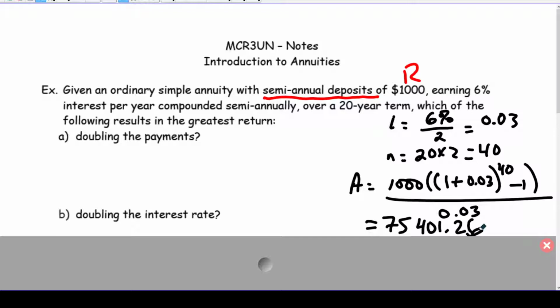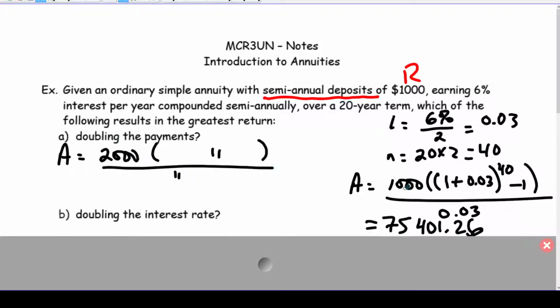So that's how much money with interest you would have made by investing it for 20 years. Now, what's going to happen when I double the payments? Well, here's the nice thing about this scenario. I do not have to do the entire calculation over again, if you understand one little concept here.